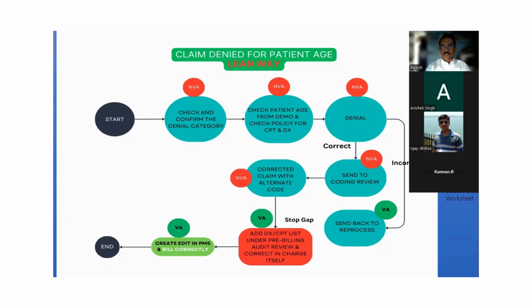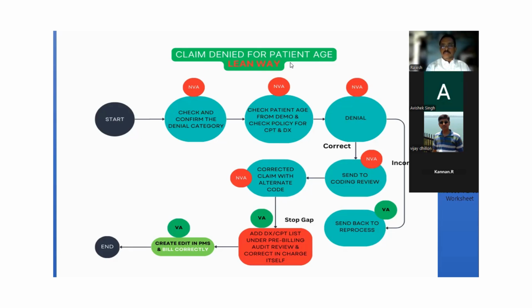I run a report on the charges, filter by the CPT code or the diagnosis code, go back, check the patient age and then fix it. One problem with the charge review is you won't get the date of birth in many of your charge reports, so this becomes manual work. You have to go back and check one by one. That is one problem in this stopgap arrangement. For the permanent solution, we can create an edit in the PMS. Whenever this particular code comes in, we can stop it there itself so that it will be easy for us to check and then bill it. So this is about the lean way of billing.